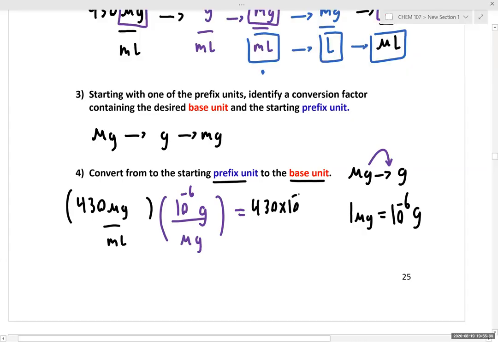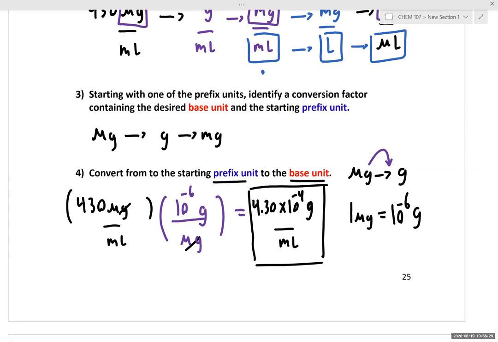4.30 times 10 to the negative 4th gram per mil. Notice how the milliliter units don't disappear. Sorry, this shouldn't be 430, it's 4.30 times 10 to the negative 4th, and you get this when you punch these two numbers together into your calculator. Any questions on this first step? This is something that we've likely seen before in our prefix to base unit conversions. Let's continue on now.